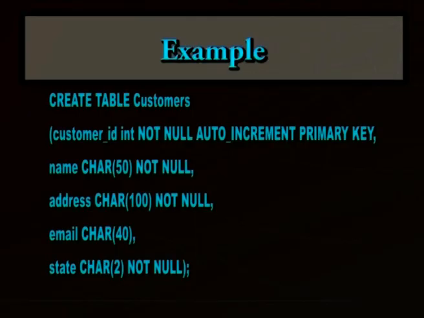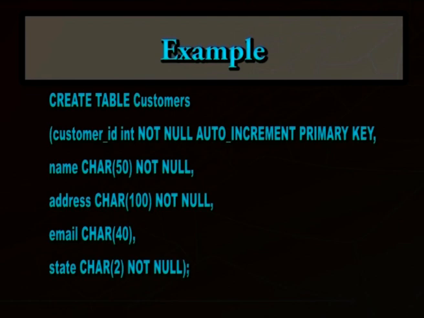The various types of constraints can be not null, auto increment, etc. Let us take an example. Look at this command: create table customers, customer ID int not null auto increment primary key, name char 50 not null, address char 100 not null, email char 40, state char 2 not null.